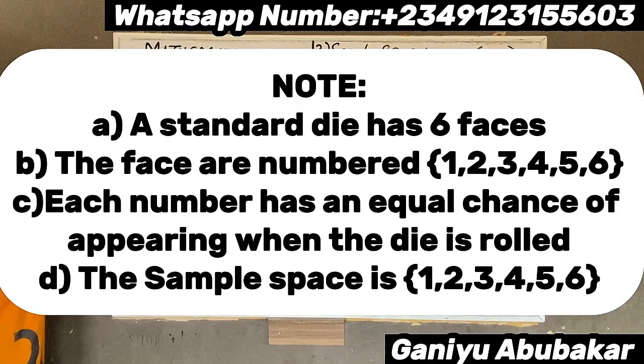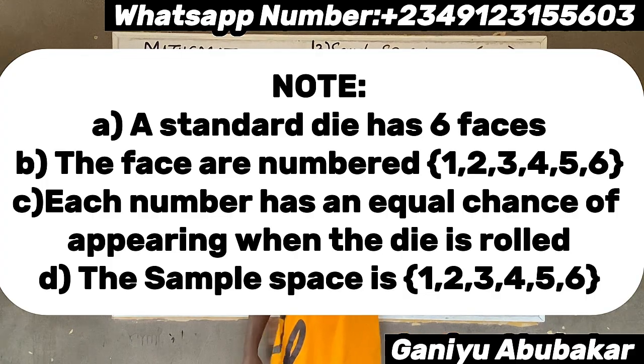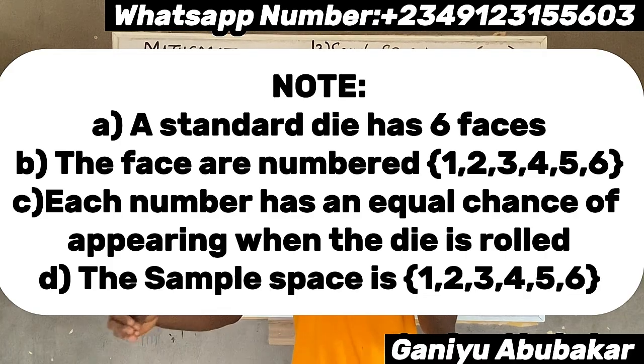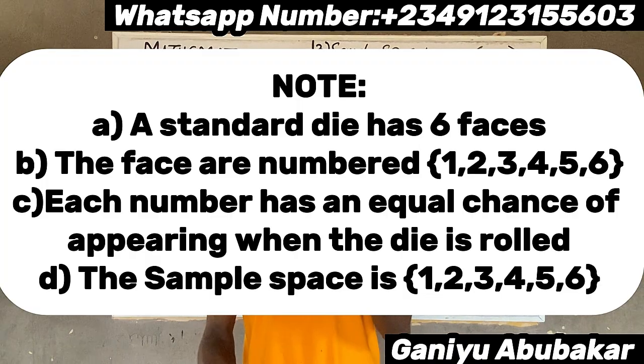B: the faces are numbered 1, 2, 3, 4, 5, 6. C: each number has an equal chance of appearing when the dice is rolled. D: the sample space is 1, 2, 3, 4, 5, 6. That's the sample space for a dice, please.